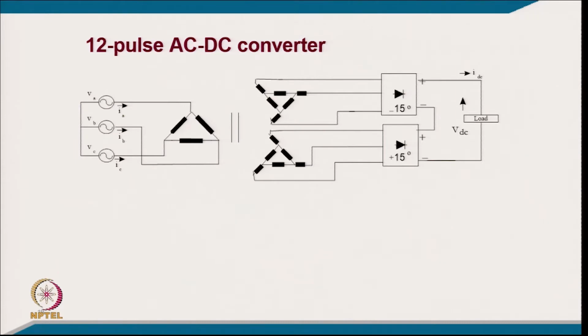Now, coming to the 12 pulse converter, which requires a 30 degree phase shift between the 2 converters. When you have an isolated version, you can have many connections for this 12 pulse.